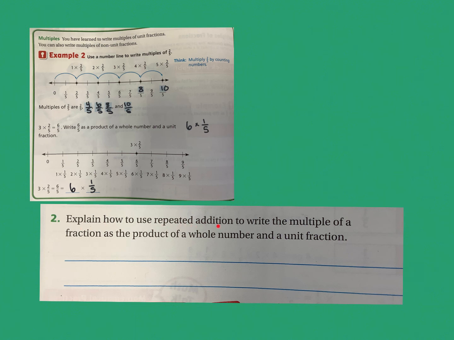Explain how to use repeated addition to write the multiple of a fraction as a product of a whole number and a unit fraction. Well, we started with 6 fifths. We ended up with 6 fifths, so we'll use that. We know that that is 1 fifth added to itself 6 times. 1 fifth plus 1 fifth plus 1 fifth plus 1 fifth plus 1 fifth, 6 times.